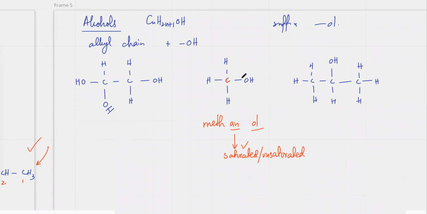In this case, it is saturated. That means all bonds are single bonds. So it's a methanol molecule. What is this one? This would be 3 carbon atoms. So it's going to be a propanol molecule. But you have to mention which carbon atom the OH is bonded to. You can count from this side or that side, it doesn't really matter. On both sides, it's on the 2nd carbon atom. So this one is propane-2-ol. Is this clear?